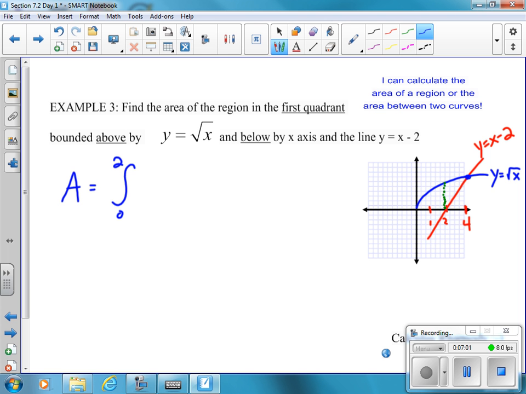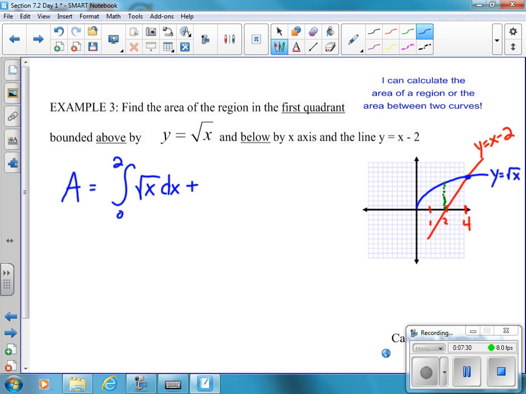And let me show you how I found that this is where the y equals x minus 2 line intersects the x-axis. When x is 2, y is 0. So you have to figure out where y is 0. And then we'll talk about the other one in just a second. So from 0 to 2, we're just going to use square root of x dx. And we have the area between 0 and 2.